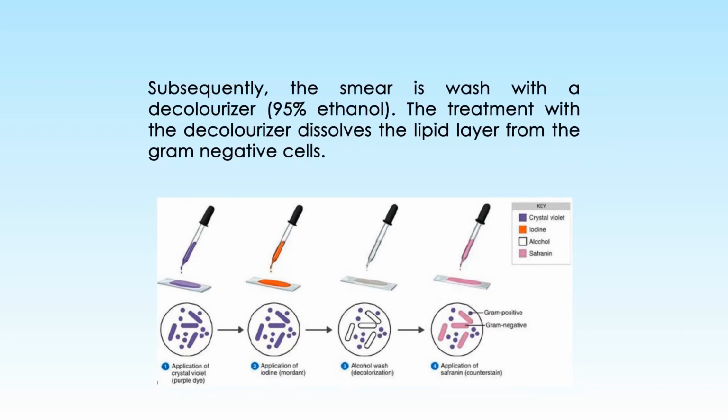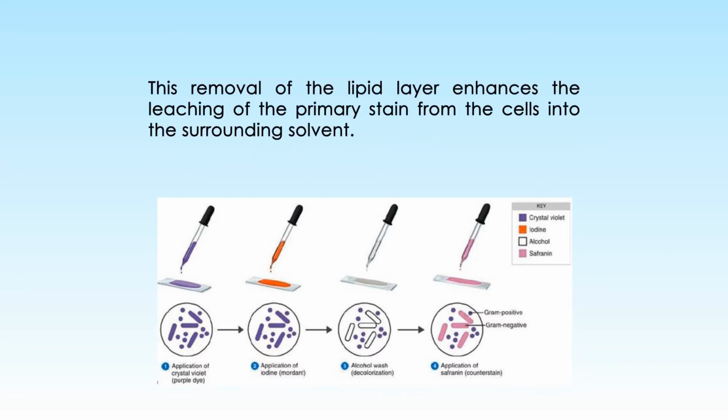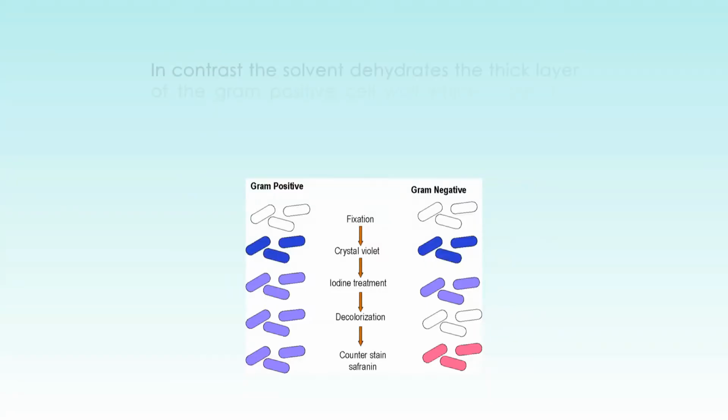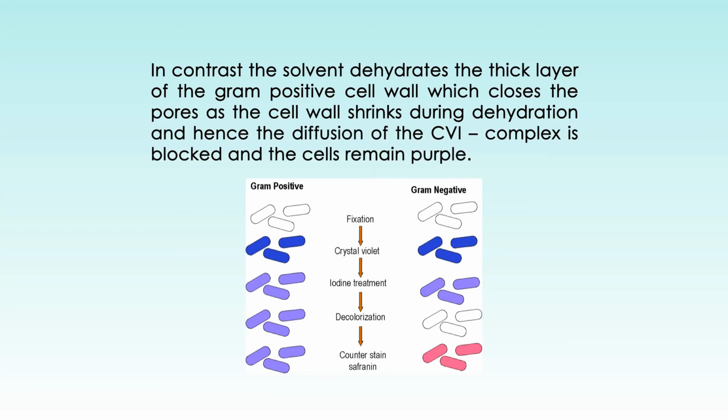Subsequently, the smear is washed with a decolorizer, that is 95% ethanol. The treatment with the decolorizer dissolves the lipid layer from the Gram-negative cells. This removal of the lipid layer enhances the leaching of the primary stain from the cells into the surrounding solvent. In contrast, the solvent dehydrates the thick layer of the Gram-positive cell wall, which closes the pores as the cell wall shrinks during dehydration, and hence the diffusion of the CVI complex is blocked and the cells remain purple.